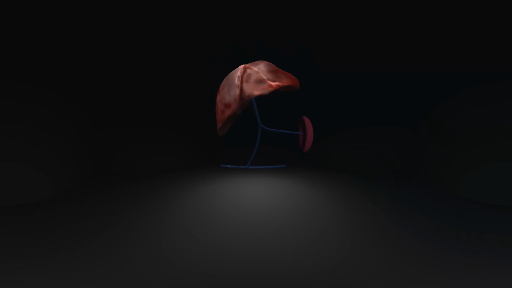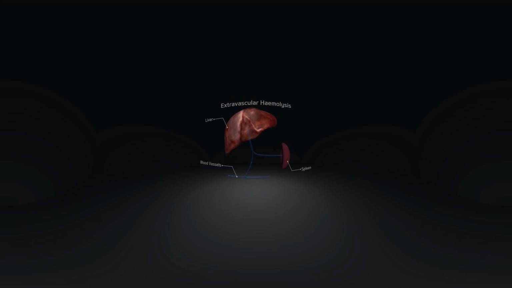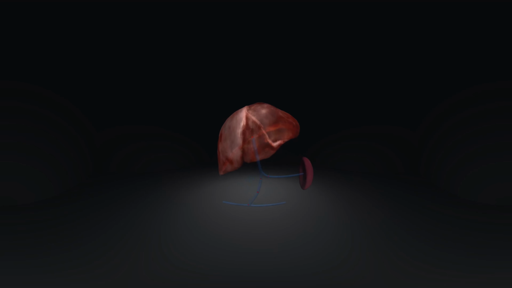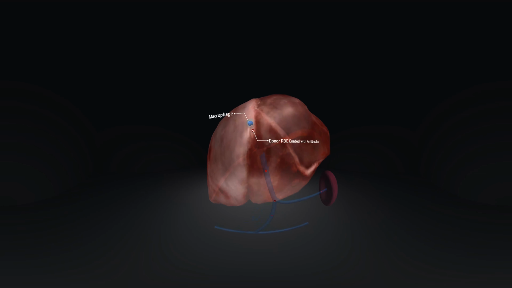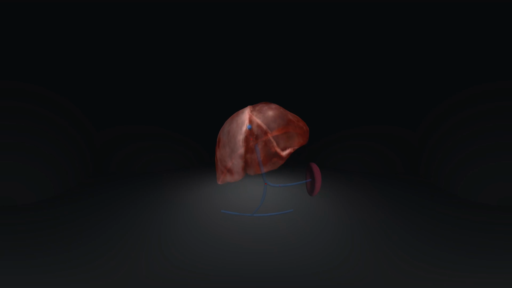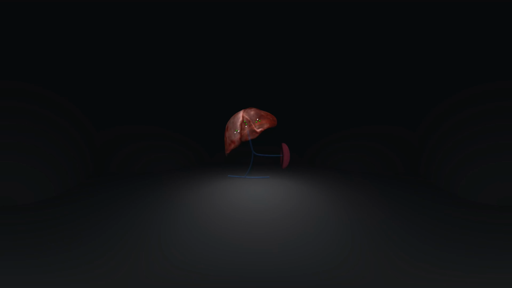In extravascular hemolytic reactions, the donor red blood cells are removed from circulation by macrophages in the spleen and liver. The macrophages destroy the red blood cells inside these organs. Because the extravascular destruction of red blood cells is slower and more controlled than intravascular hemolysis, the main symptoms of this type of reaction are fever and chills.